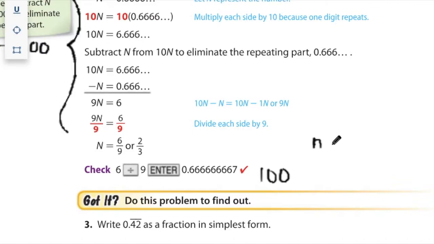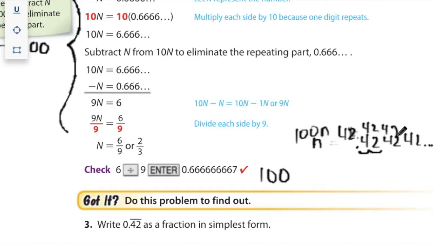Start by writing n equals and then the repeating decimal. I usually write it 2 or 3 times. Then, since it repeats 2 digits, we're going to multiply both sides by 100. 100 times n is 100n. When you multiply decimals by a power of 10, you move the decimal over to the right, however many zeros there are. In this case, 100 times 0.42 repeating would be 42.4242, etc. Now we're going to subtract.